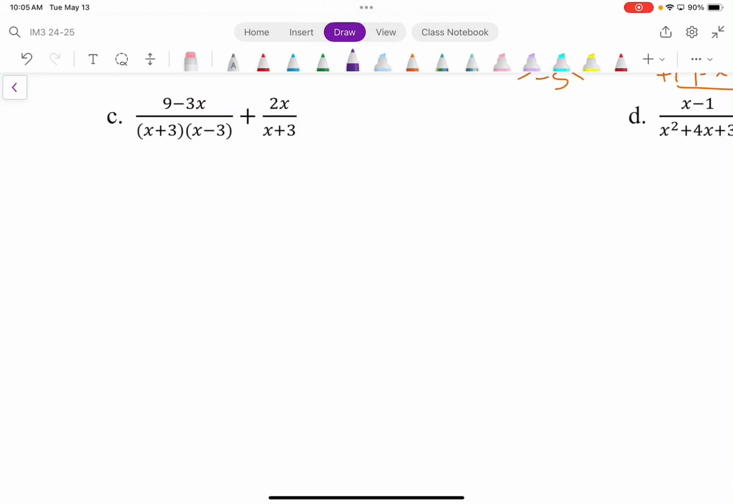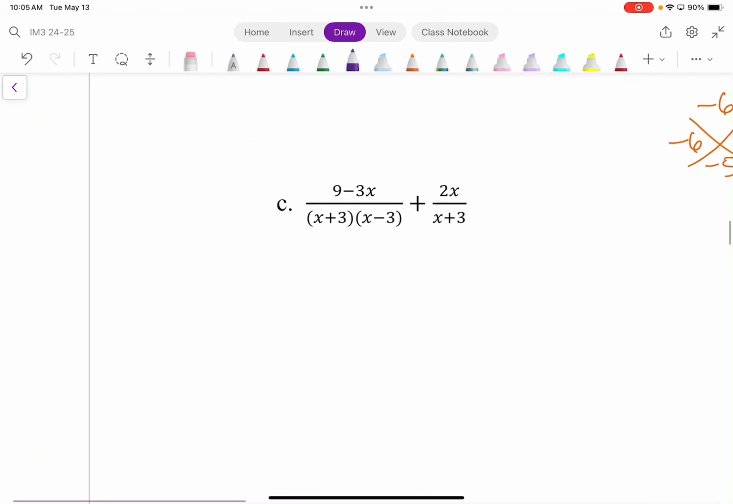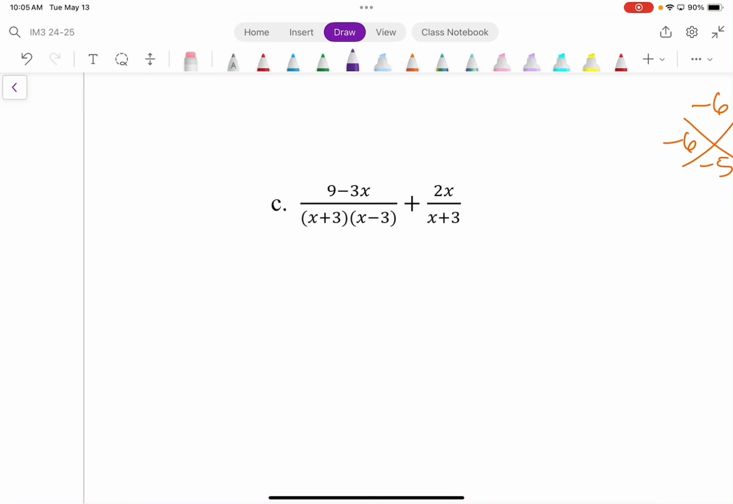Problem C, 9 minus 3x over x plus 3 times x minus 3, plus 2x over x plus 3. So remember that we have to identify the least common denominator, the LCD. And when it comes to having factors like this, you're basically going to do a blend of the two factors. So you're going to identify what we have and what we're missing. If you look at the first denominator, we have the two factors x plus 3, x minus 3. Whereas for the second denominator, we only have x plus 3, so we are missing the x minus 3. So we'll go ahead and make our LCD the first denominator, since at least we have something in common. And that means we'll multiply the second fraction by x minus 3 over x minus 3.